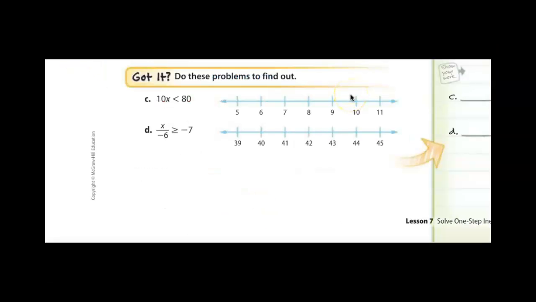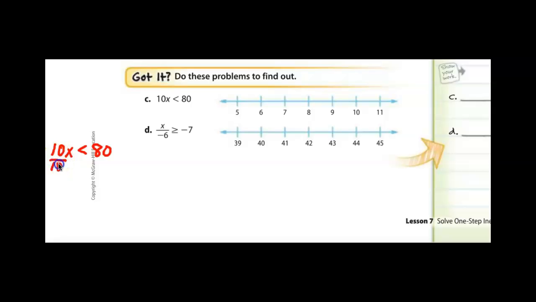Okay, so we're going to do these two examples, and the first one says that 10 times x is less than 80. So we're going to get rid of that 10 first. Since it's multiplication, I'm going to rewrite this problem over here so we have more room. So we have 10x is less than 80. Okay, so in order to get rid of this, it's a multiplication problem, what operation are we going to need to do?